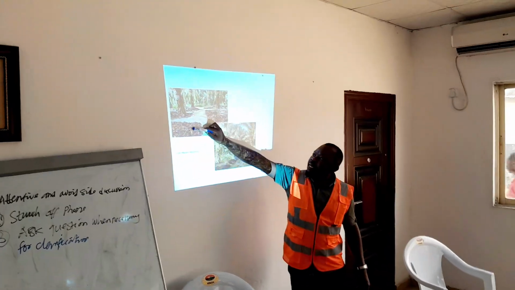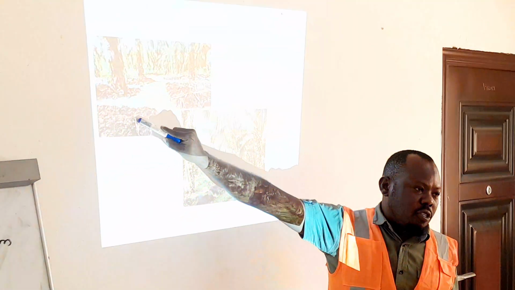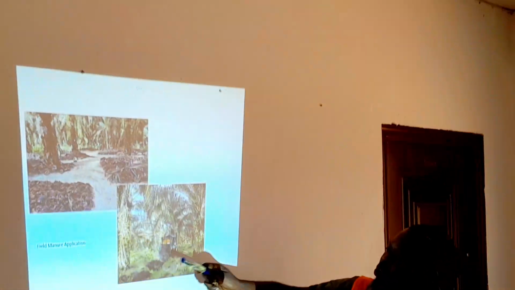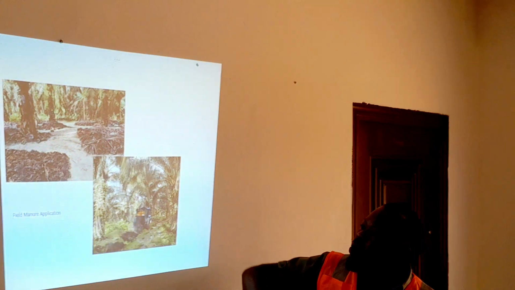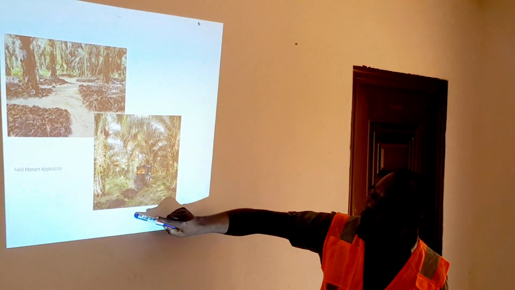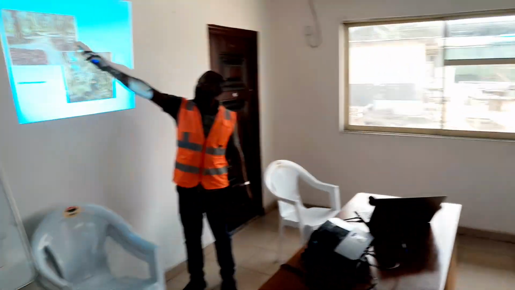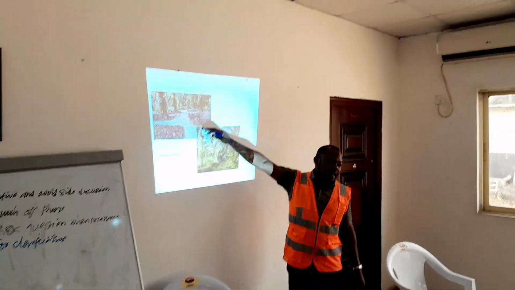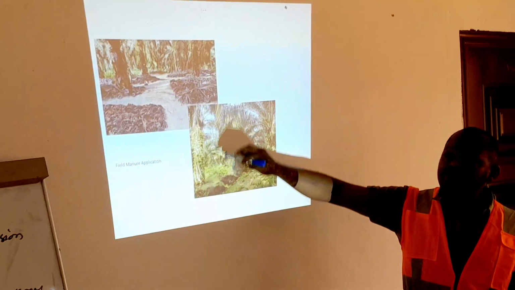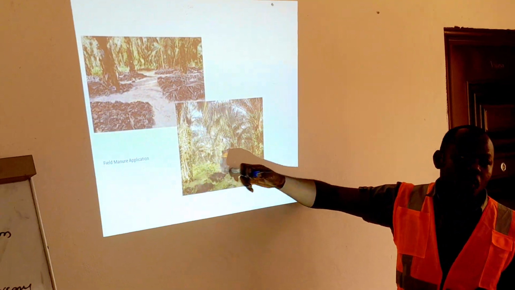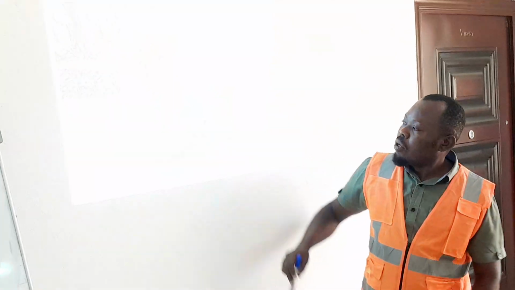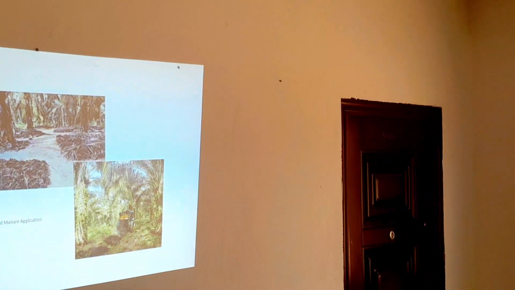This picture here is showing that the empty bunches are applied around the palms. Now this picture here is showing that the empty bunches are applied on the row. This also is like the sludge that comes from the bunches after milling. There's a kind of hard substance that comes out. It's maybe some very crushed empty bunches that mix with oil and are squeezed out. It's also used as compost manure to apply in the field. This also brings manure to the palms.